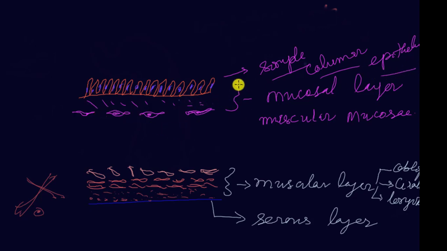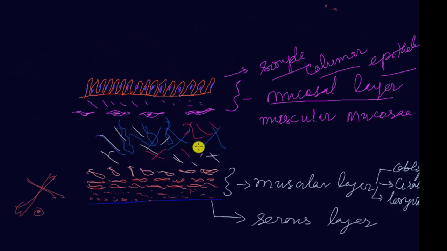So this layer is your mucosal layer, and after that you'll find some nerves and some glands over here, your gastric glands, and some arteries and veins. Along with that you'll find connective tissue. So this layer is known as your submucosal layer.